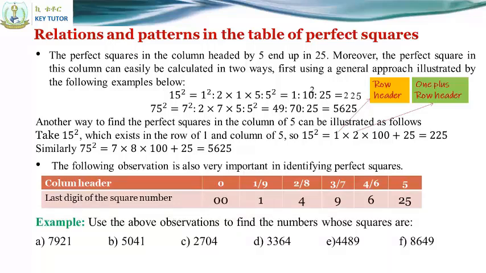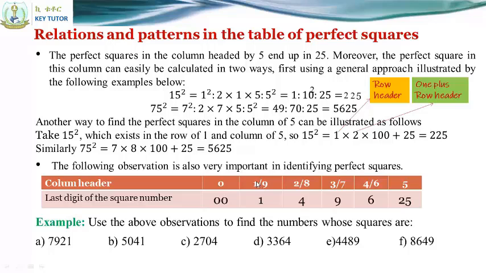So from the previous table we have observations that the numbers in the column of 0 end up in 2 zeros.